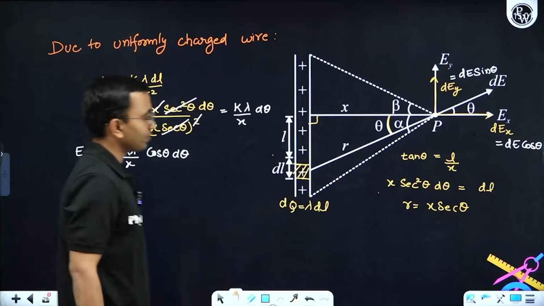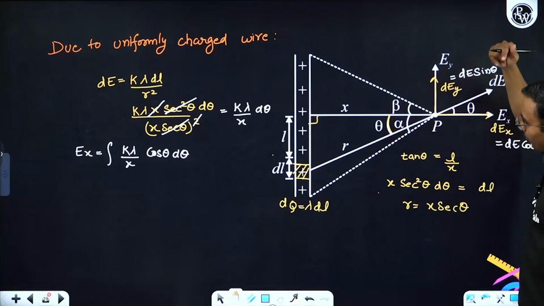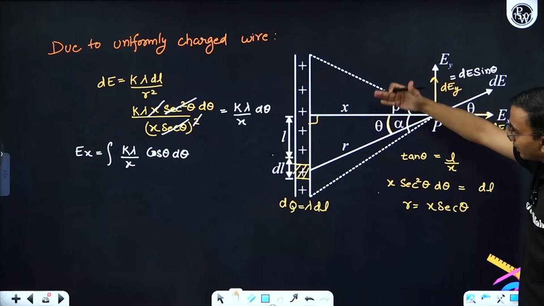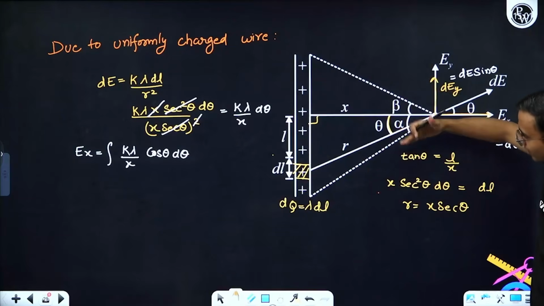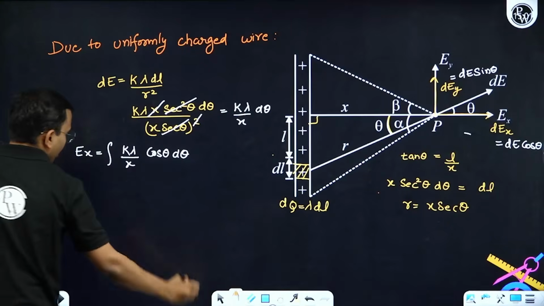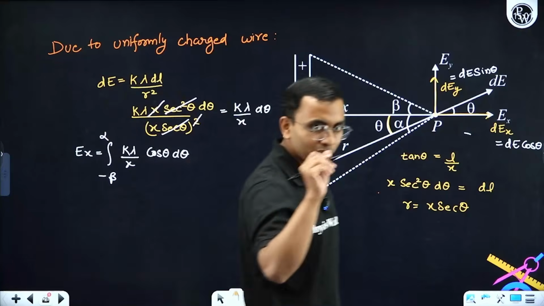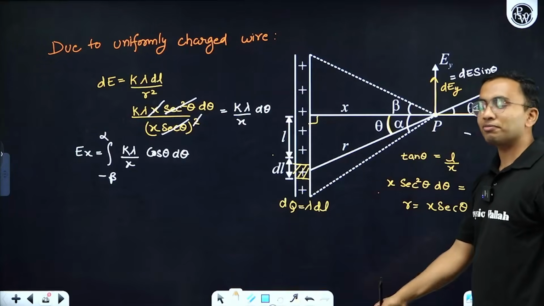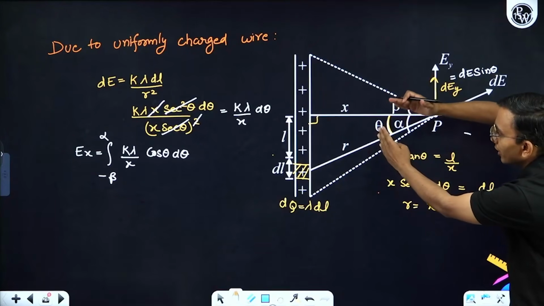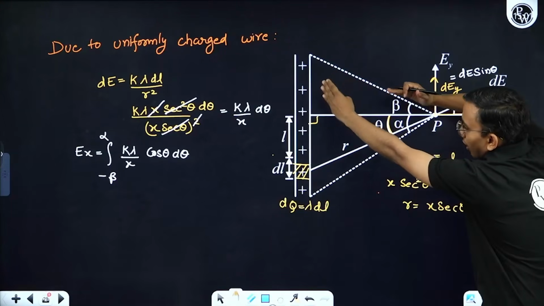What is the limit of theta now? Here you see, I am considering this side as positive. So on the other side it will be negative. So my theta is changing from minus beta to plus alpha. Try to understand this limit properly, because if you make a mistake with the limit, entire integration will be wrong. Theta is changing from downward side, I am taking positive. So on the upward side if I go, that is negative. Minus beta, the upper end, to alpha, the lower end.